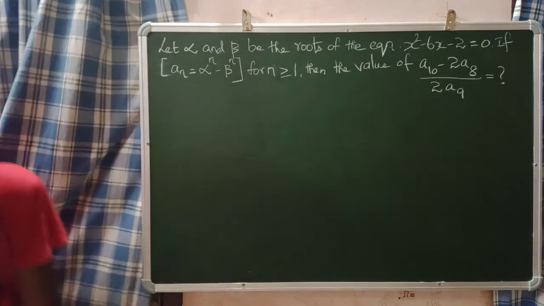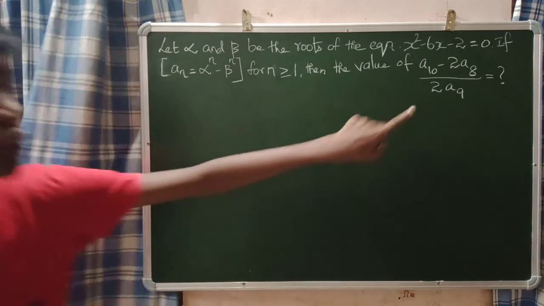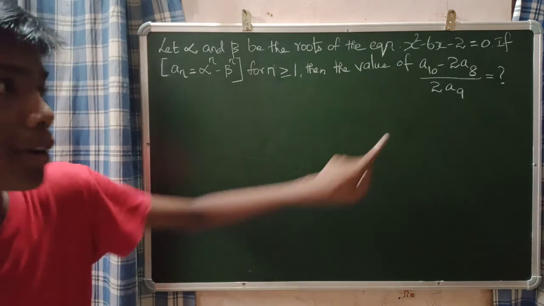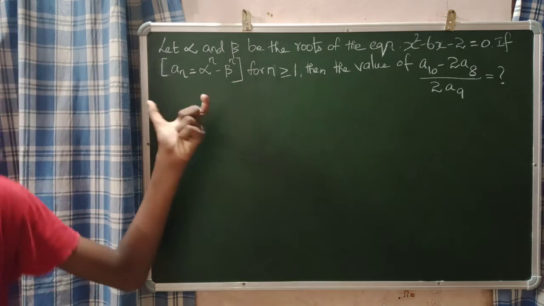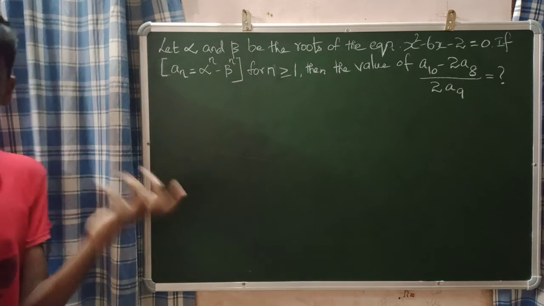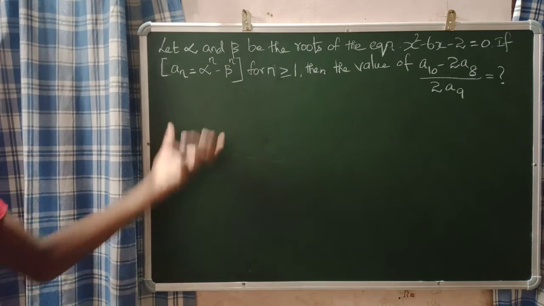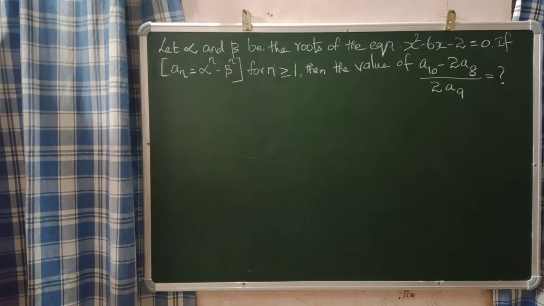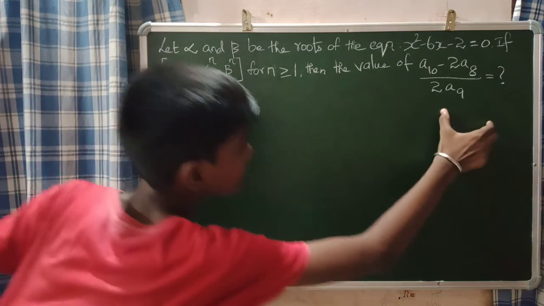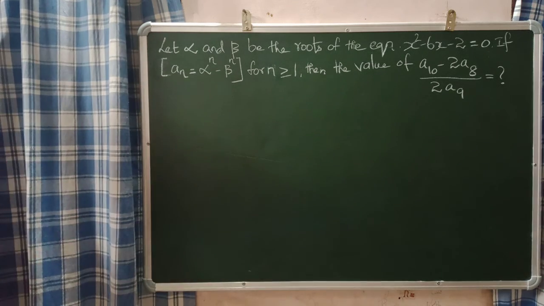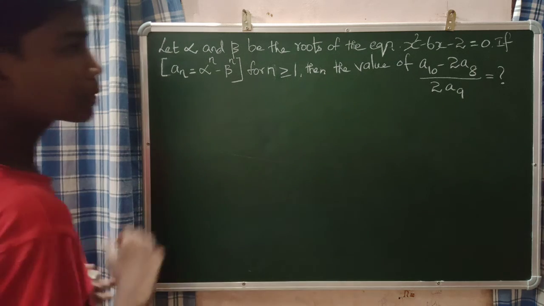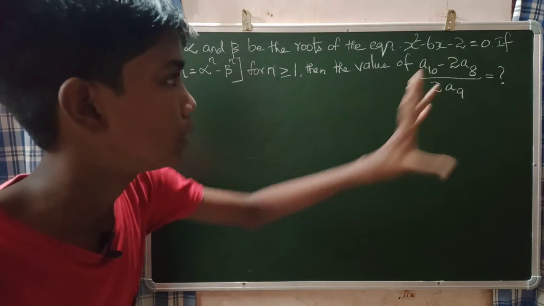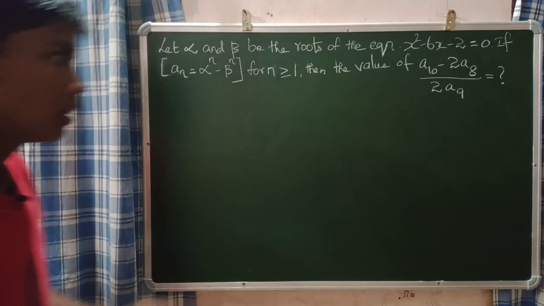So what I'm going to do is, first I'm going to solve this expression using this relationship. I can do that because I know an is equal to alpha to the power of n minus beta to the power of n. So I can solve this expression using this particular relationship. What is this expression? a10 minus 2a8 divided by 2a9.